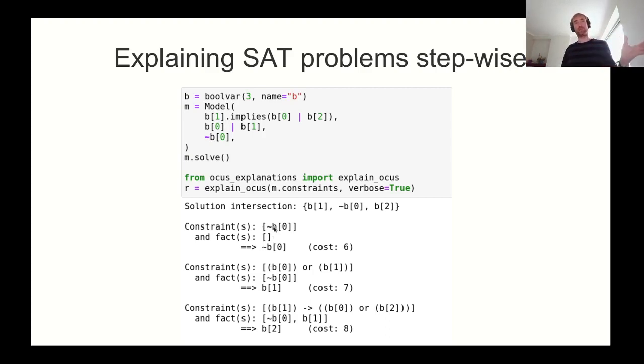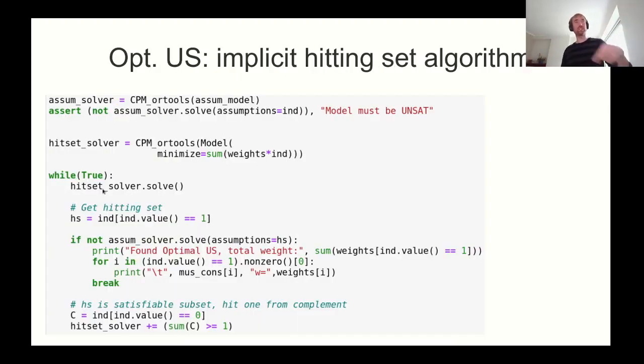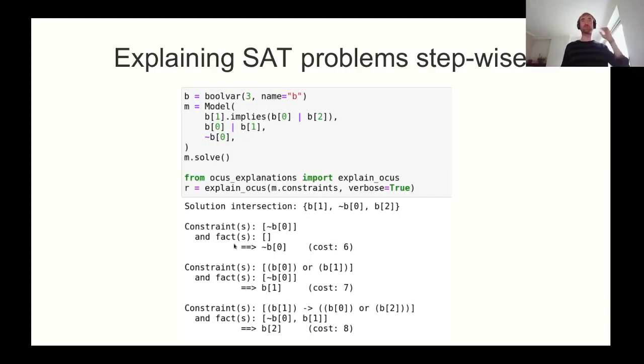For example, we can find that initially, if you use this constraint and no facts, you can derive that B0 is false. Then using B0 is false and this constraint, you can derive that B1. And using not B0 and B1, in this constraint, you can derive that B2. And you actually know why the solution is the way it is. So this is an example of explaining satisfiable problems that uses multiple calls that each call a hitting set solver, which each call an assumption solver over and over again.